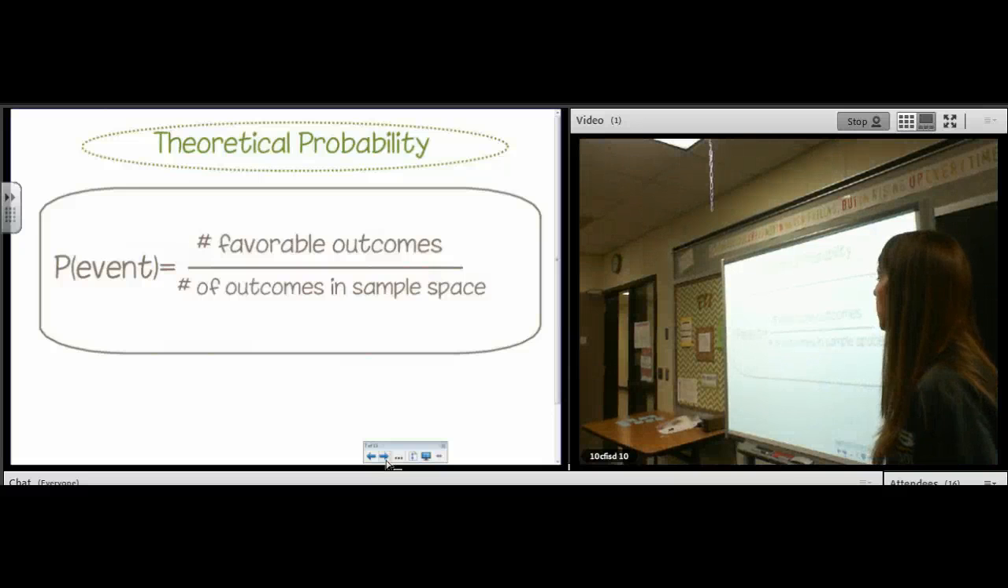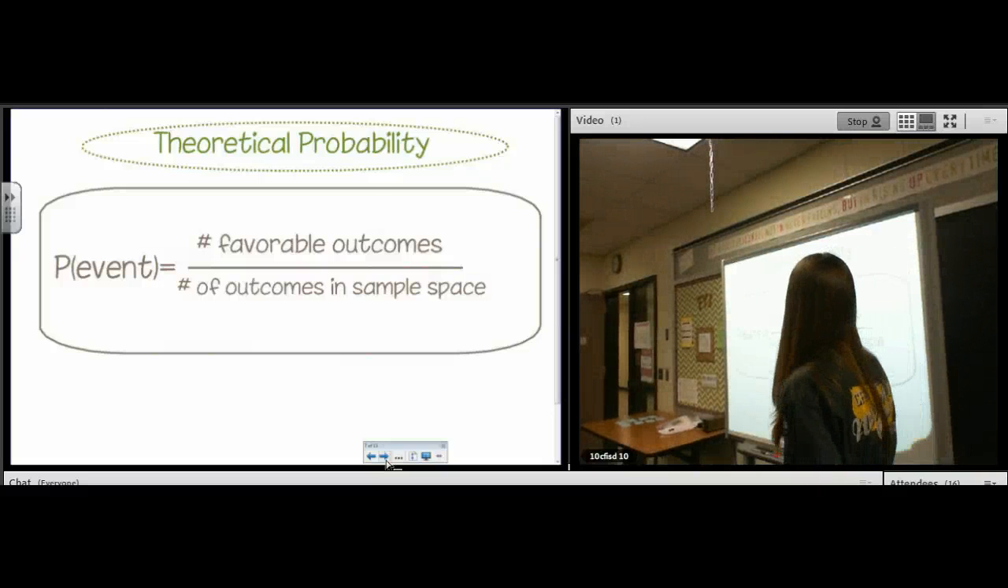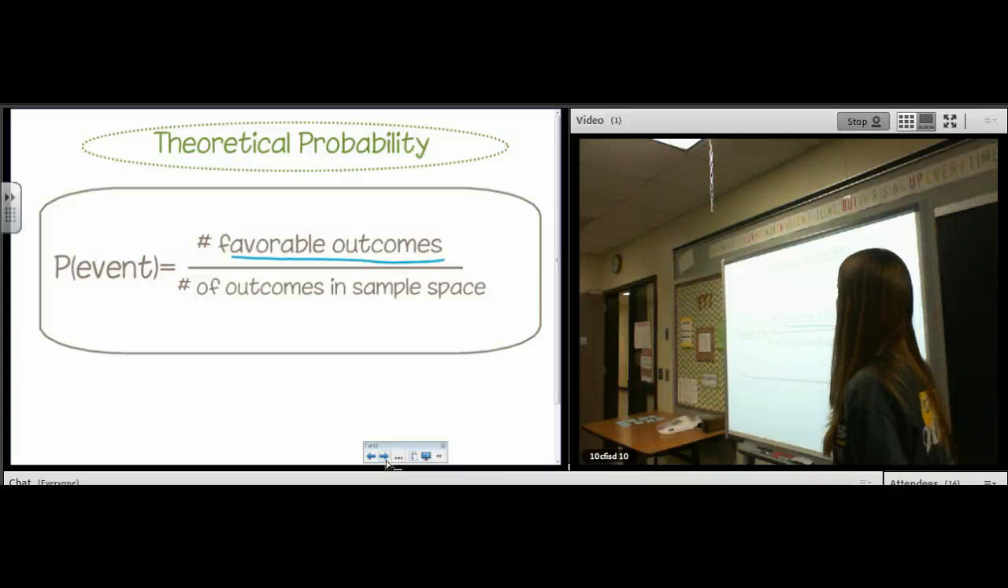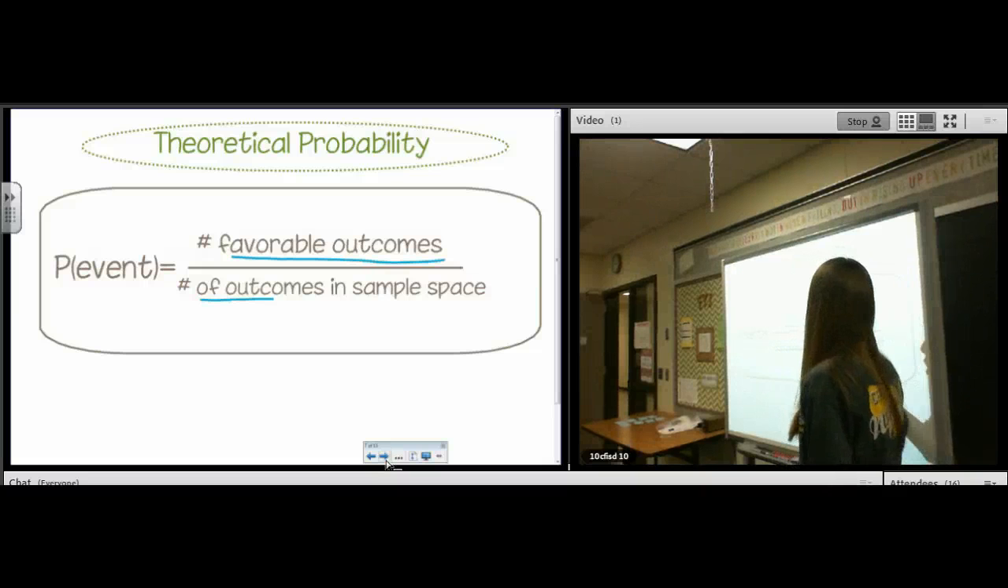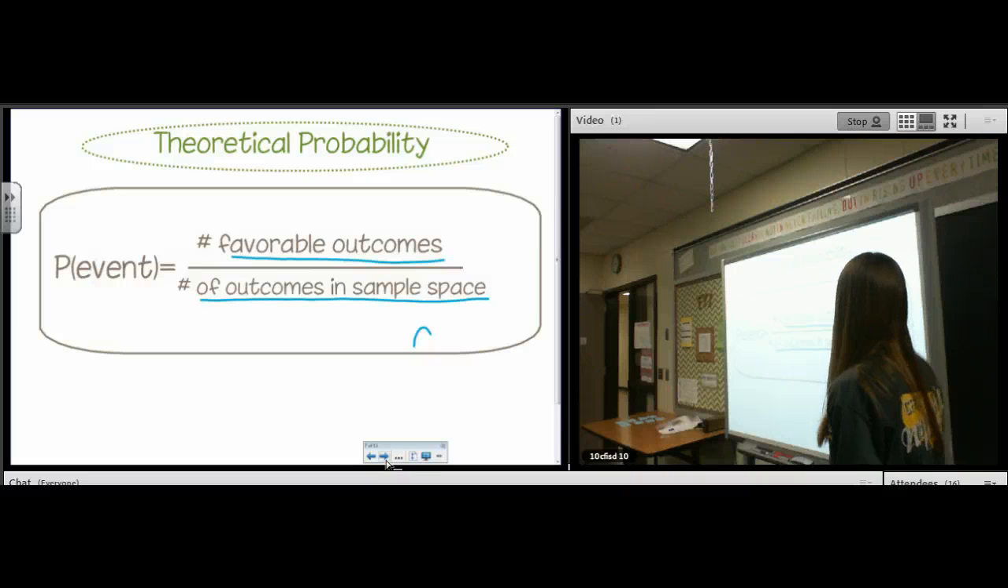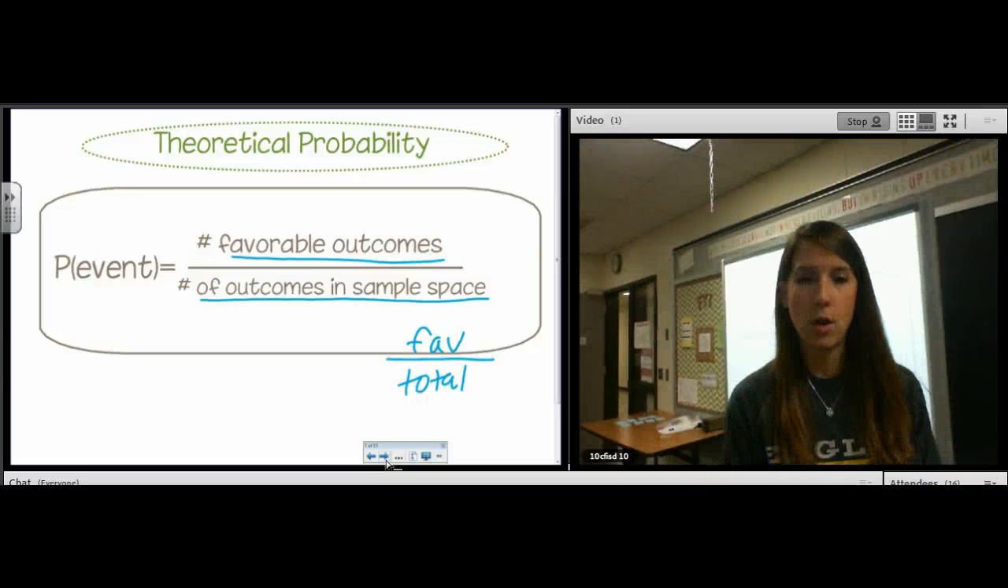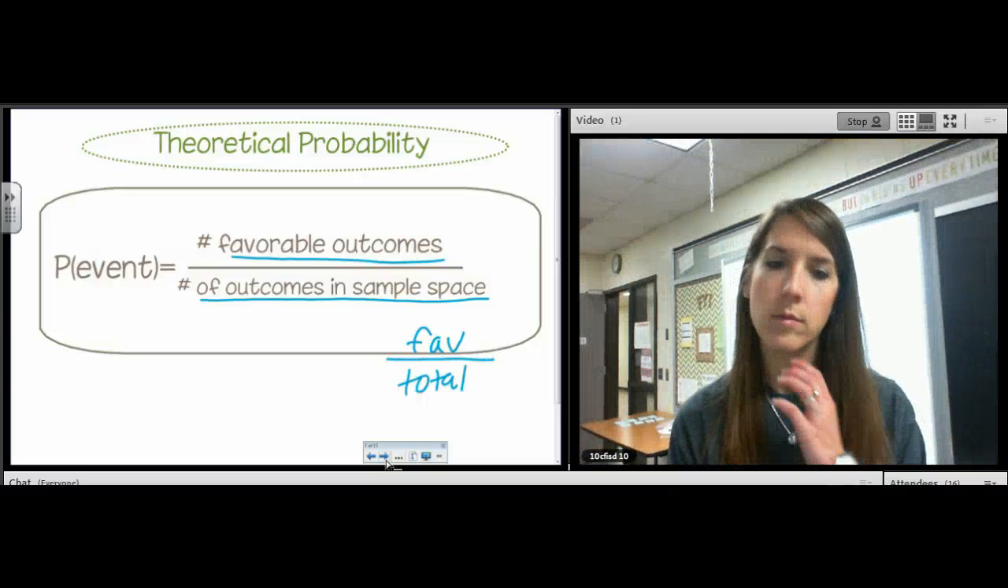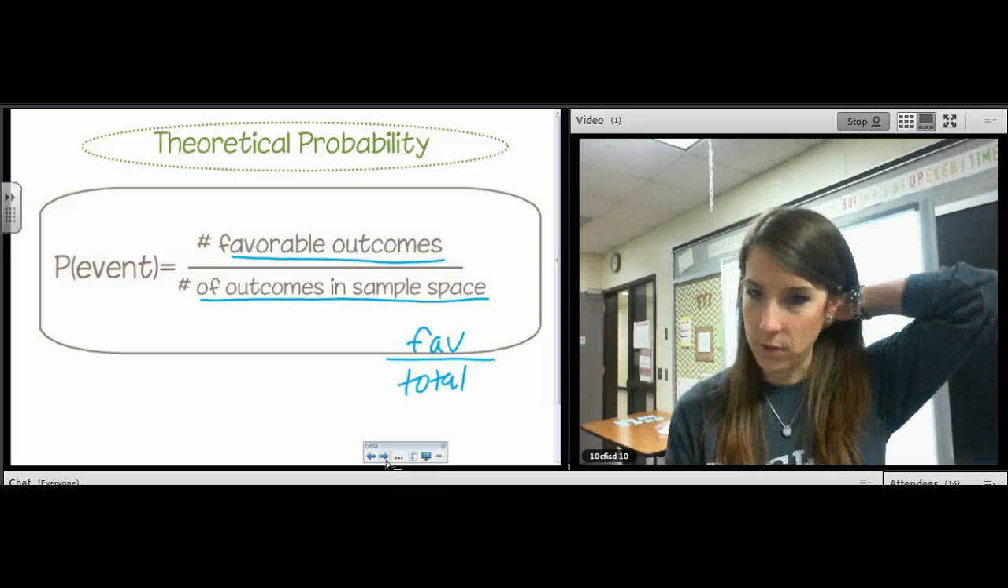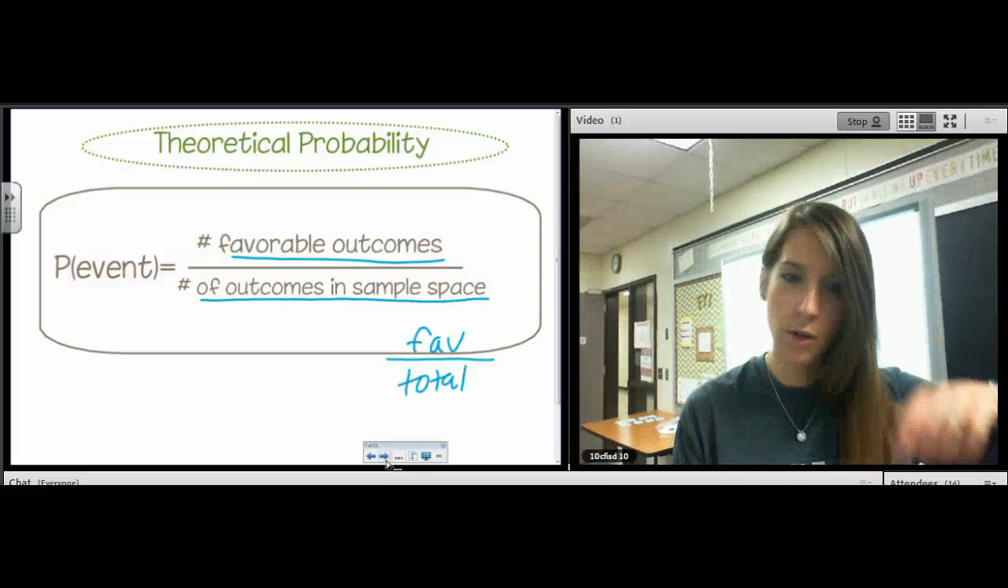So what is the probability of something happening? It's the number of favorable outcomes over the number of total outcomes. So I think about it like this. It's the favorable over the total. Favorable over the total. Total number of outcomes in your sample space. Favorable over total.